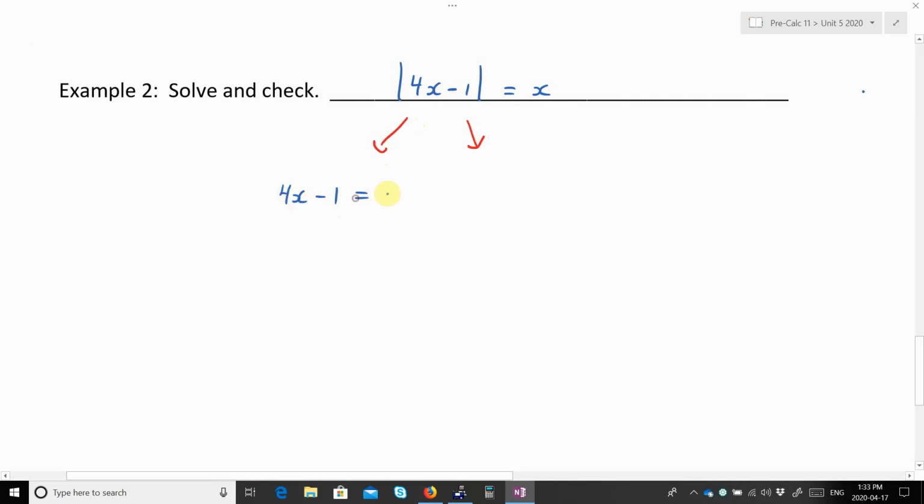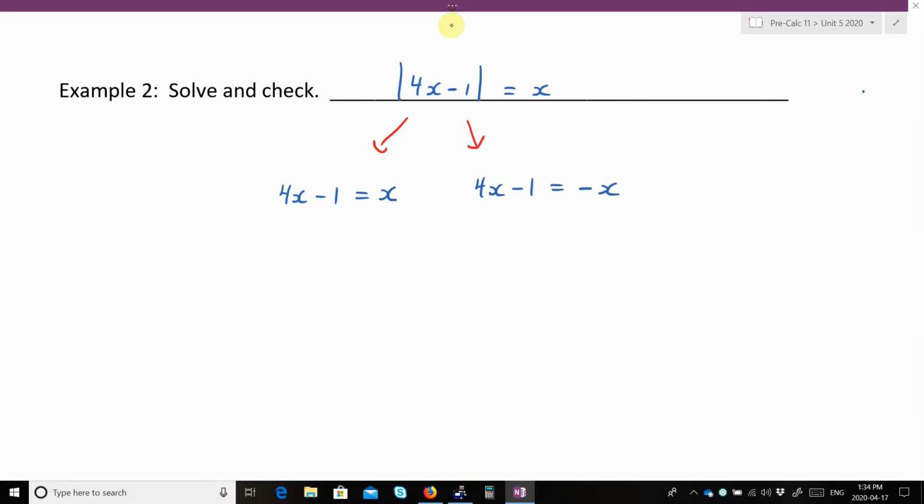4x minus 1 could just work out to x, and the absolute value of a positive stays the same. The other equation is the 4x minus 1 could work out to the negative of x. Okay, so it could work out to the negative of x, and then when you absolute value it, it will equal x. So there's the two equations. Solve these separately.